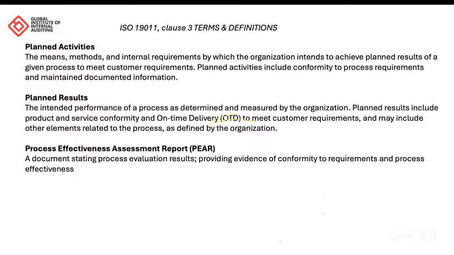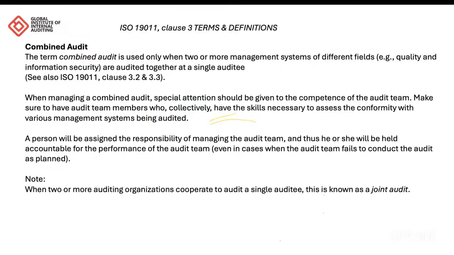Another key word that we need to look at is the process effectiveness assessment report. Before, we mentioned the non-conformity report. A non-conformity report states the non-conformance alongside the requirements and the objective evidence. Now, when you say a particular organization's process is effective, we also have a report that talks about the process effectiveness, and this is what we refer to as the process effectiveness assessment report. It is the document that states the evaluation results, providing evidence of conformity to requirements and process effectiveness.